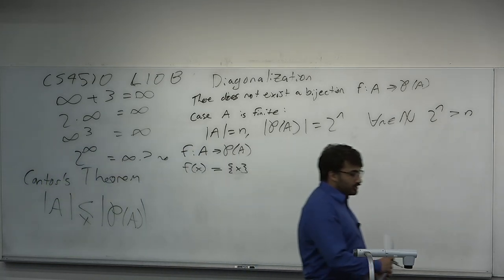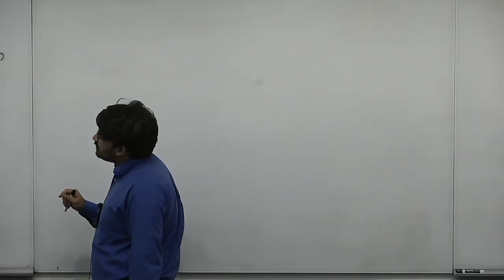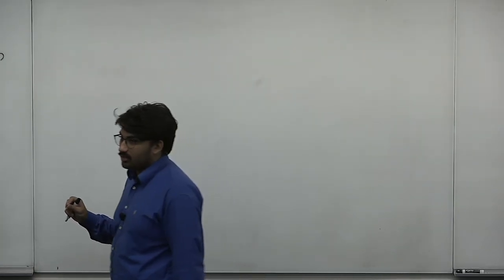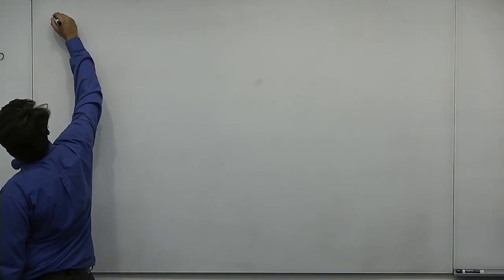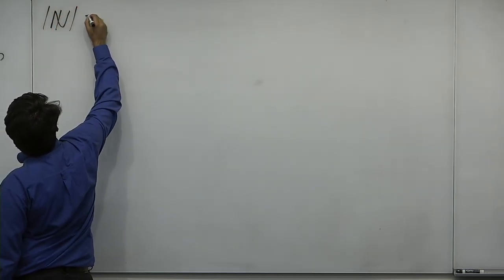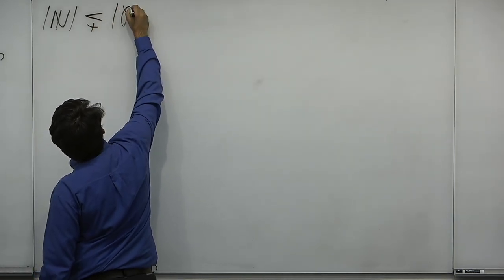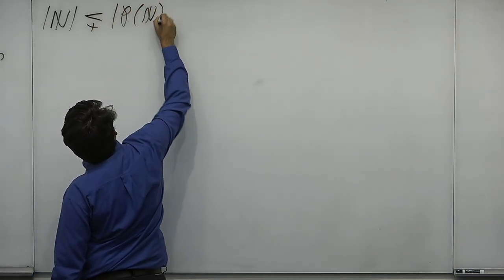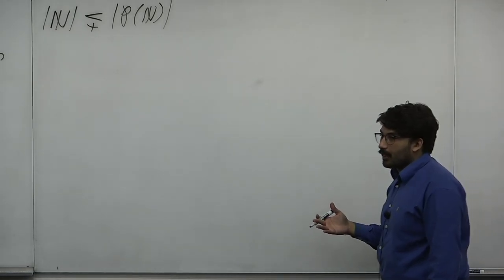I'm going to do the diagonalization proof technique. I'm going to do it very slowly, and we're going to go through it one step at a time. We'll do it for the special case that A is countably infinite. We'll do the proof that the cardinality of N is strictly greater than, and not equal to, the cardinality of the power set of the naturals. So we'll do it for the special case of the naturals first. We'll observe the diagonalization proof technique. We'll generalize it. How do we prove it?